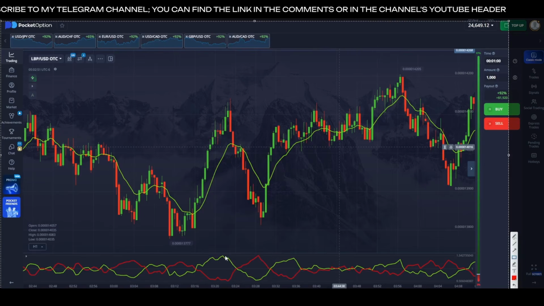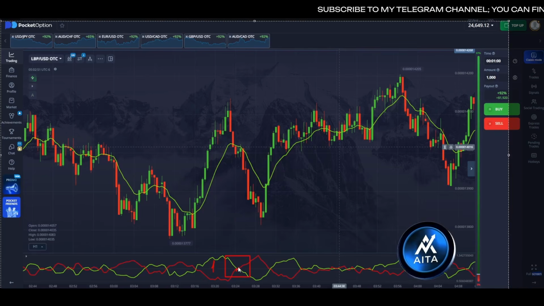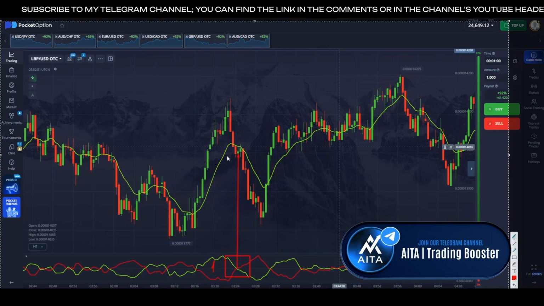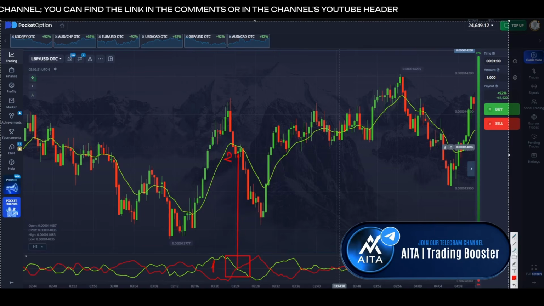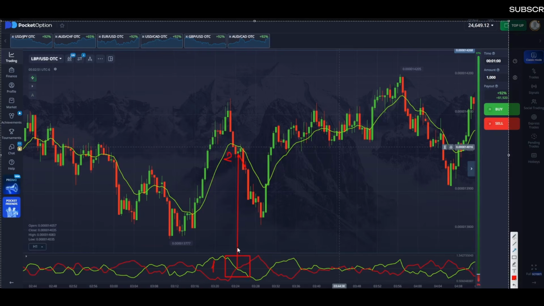For example, we see that a crossover happened, here it is, and the red line ended up above the green line. That's our first signal that we can open a sell trade. Then we look at where the price is at the moment of the crossover. The price was below the moving average, so that's our second signal that we can open a sell trade. In other words, we have two signals to open a sell trade. That's when the red line is above the green line and the price is below the moving average.